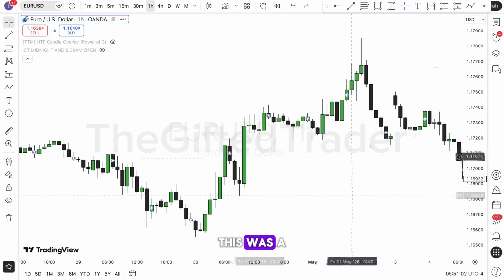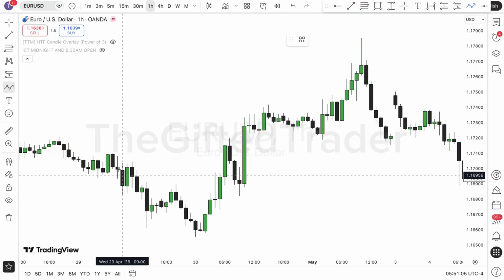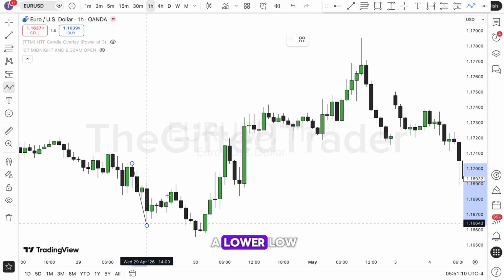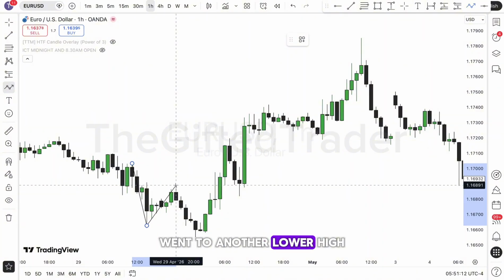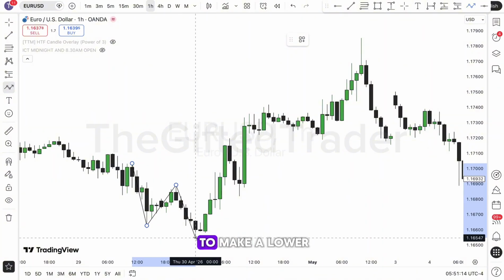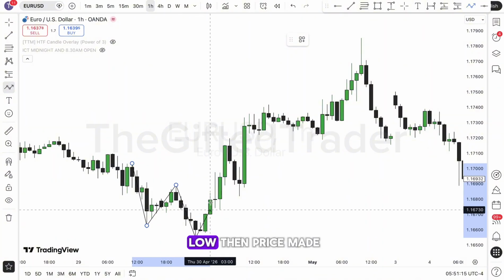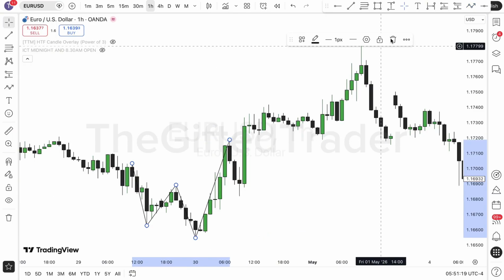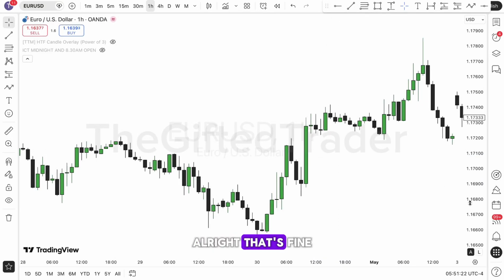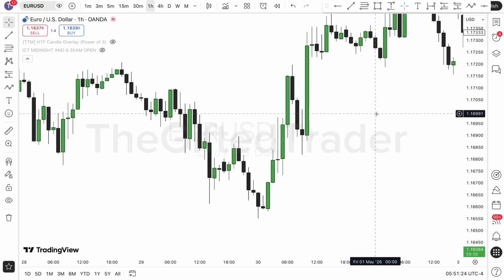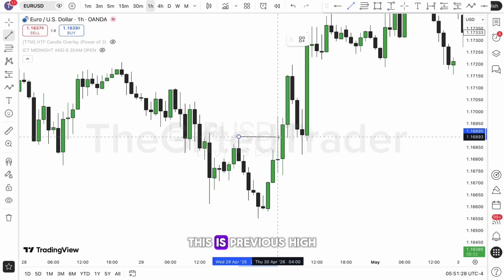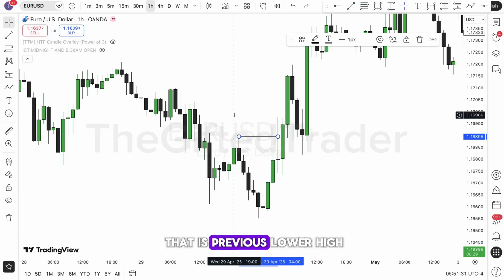This was a lower high, went to a lower low, went to another lower high, came back down to make a lower low. Then price made a higher high, right? That's fine.